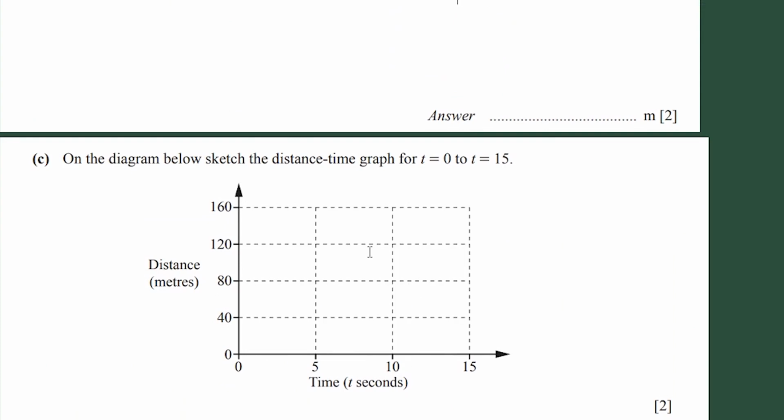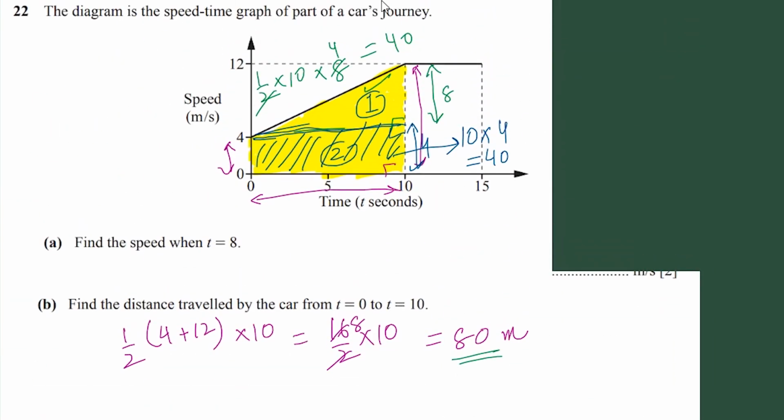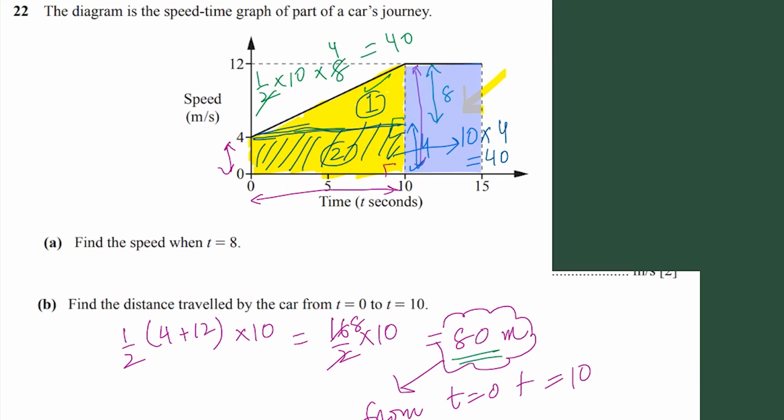C part is on the diagram below. Sketch the distance-time graph for t0 to t15. Here you can see in the first part, the car is accelerating from 4 till 12, and then it moves with a constant speed of 12 meters per second. Distance covered in the first part was 80 meters. This is the distance covered from t0 to t10. And in the last 5 seconds, the distance covered would be the area of the second part, the area of this rectangle. And this area will be 5 times 12, 60 meters.